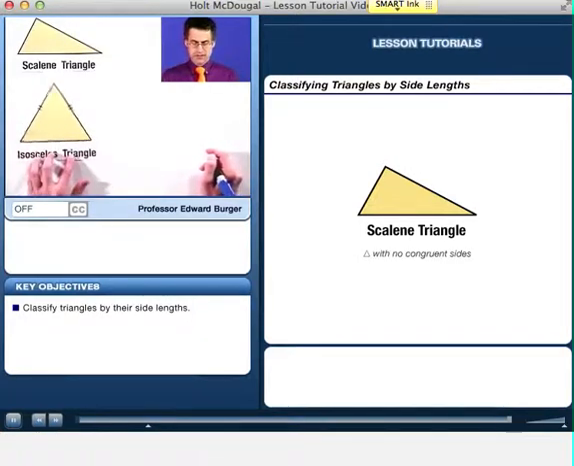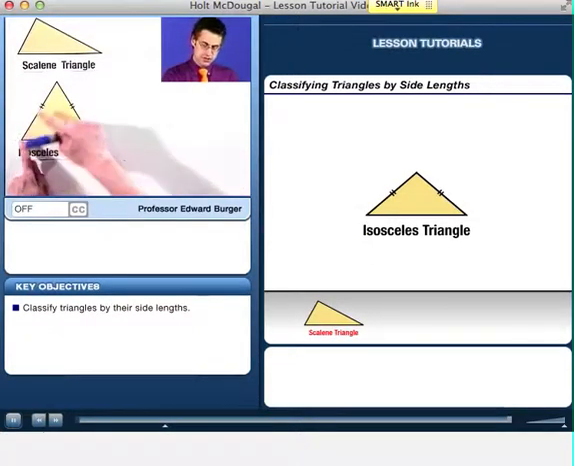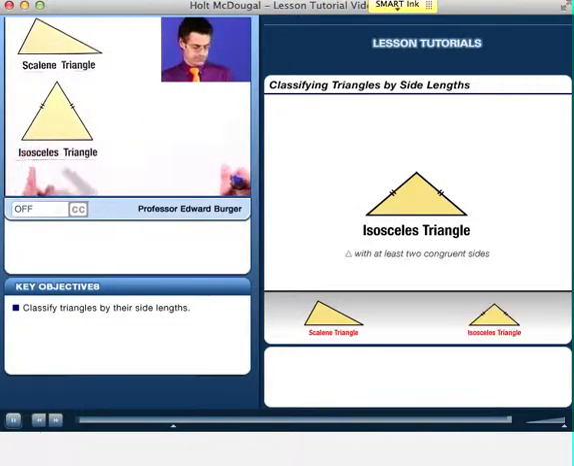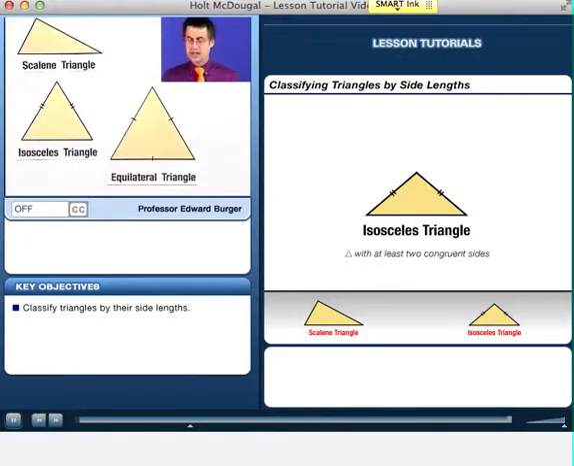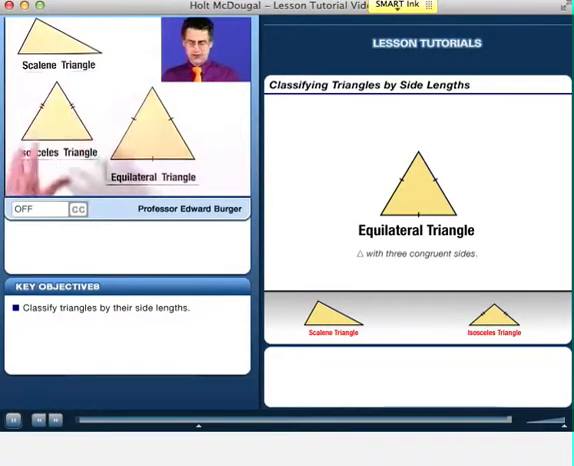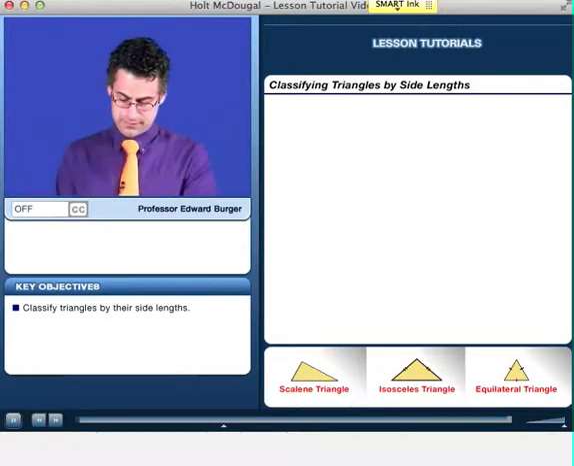If at least two of the lengths are the same, we call that an isosceles triangle. That means that we have two congruent sides. If all three sides are congruent, we call that an equilateral triangle. So here are three nice little phrases for three very attractive triangles. Let's take a look at an example.